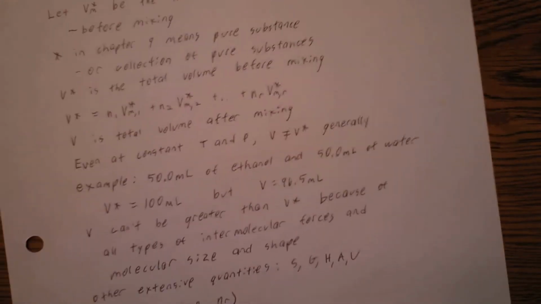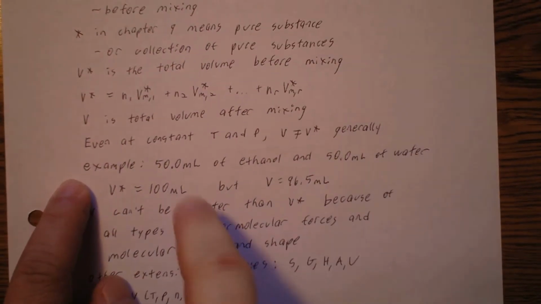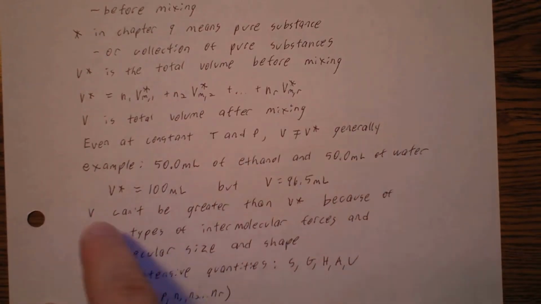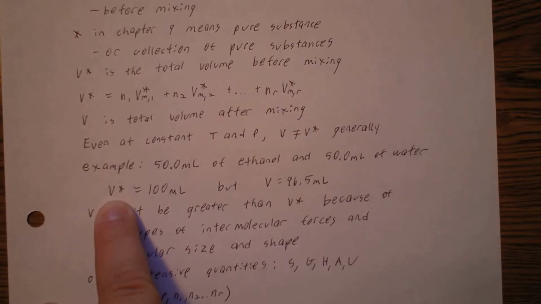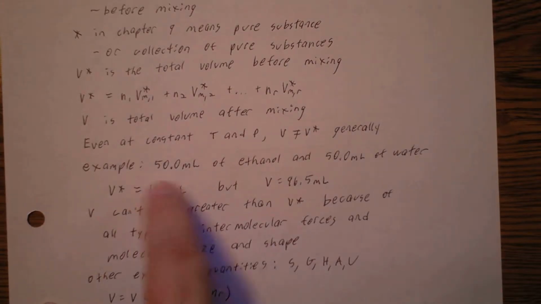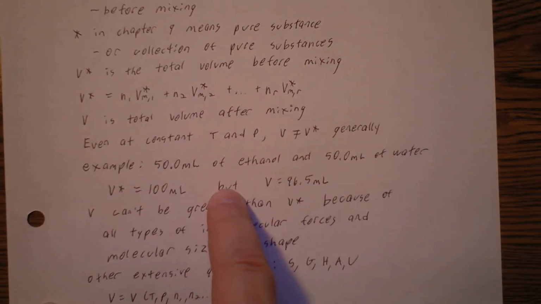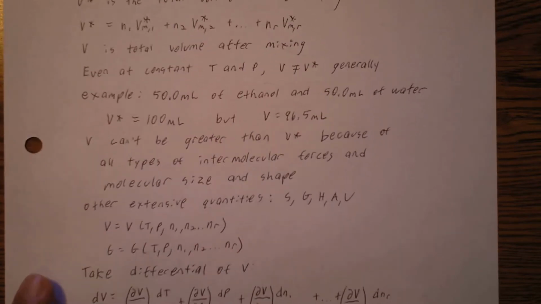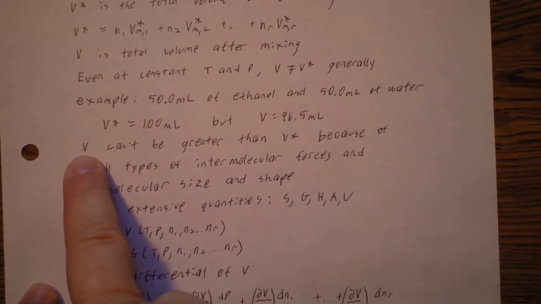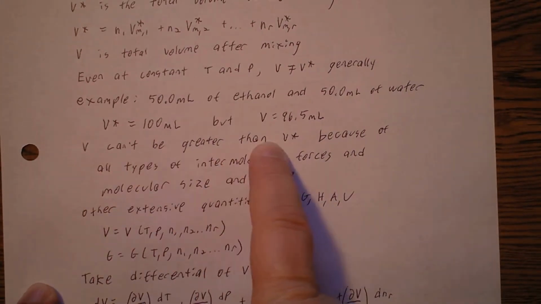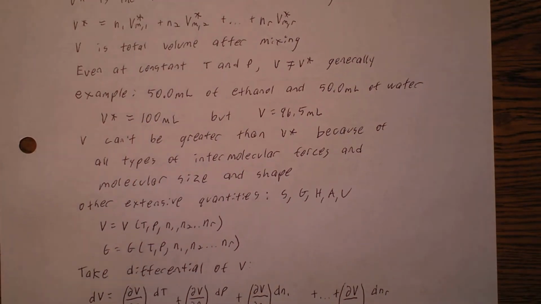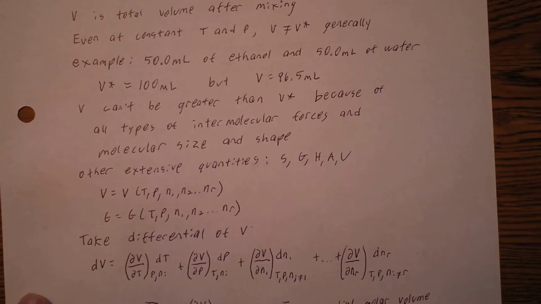unmixed volume. For example, let's say we have 50 milliliters of ethanol and 50 milliliters of water. Then the unmixed volume is going to be 100 milliliters because 50 plus 50 is 100. But the actual volume is just 96.5 milliliters. You probably heard that example when you took general chemistry. Now V cannot be greater than V star because of the different types of intermolecular forces and the size and shape. It just wouldn't work out.